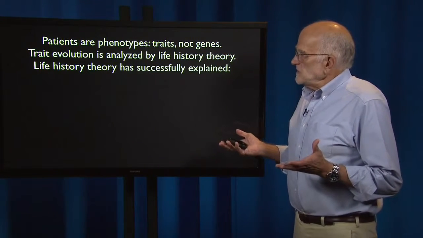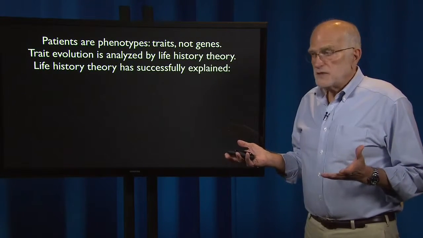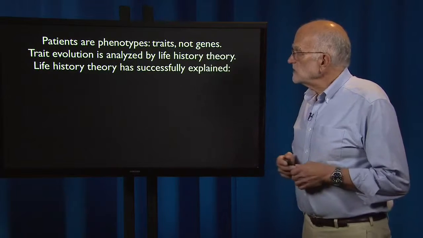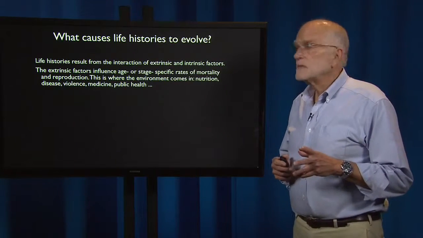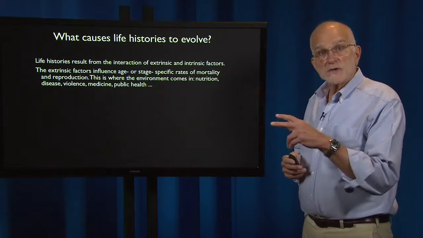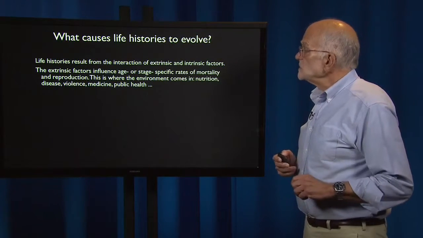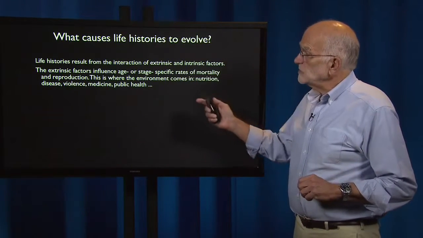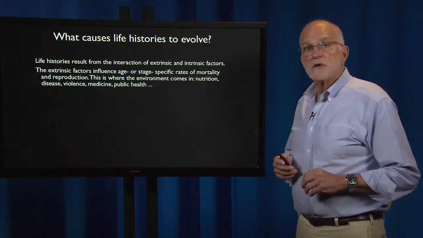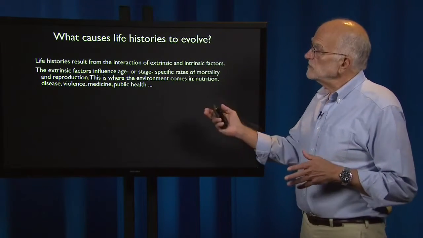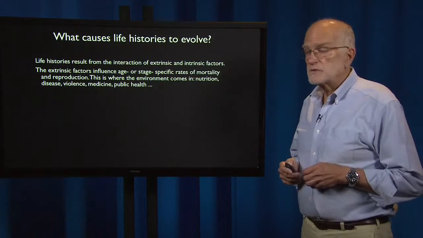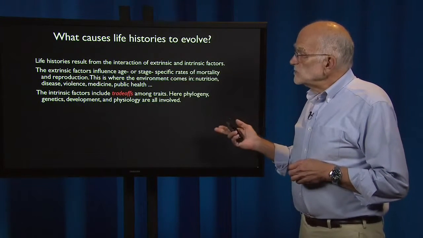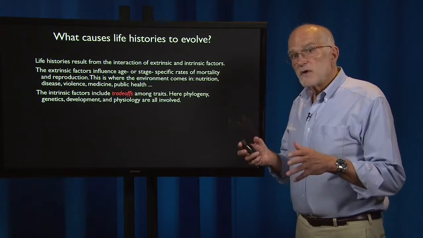These patient life histories have evolved, and they continue to evolve, and that evolution has both medical causes and medical consequences. Patients are phenotypes. They are traits, not genes. And trait evolution is what's analyzed by life history theory, in terms of mortality and reproduction. This is where the environment comes in. Nutrition, disease, violence, medicine, public health, those are all factors that are affecting age and stage-specific rates of mortality and reproduction.